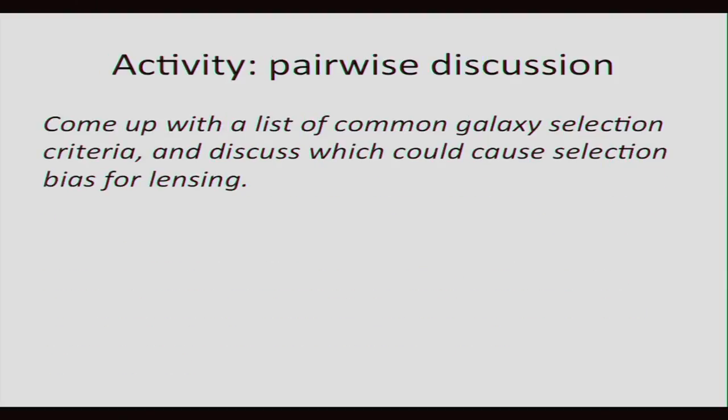So we're going to have, this is the last thing we're going to do, 5 minutes brainstorming what kind of ways you could imagine selecting a galaxy sample, and could they cause a selection bias?